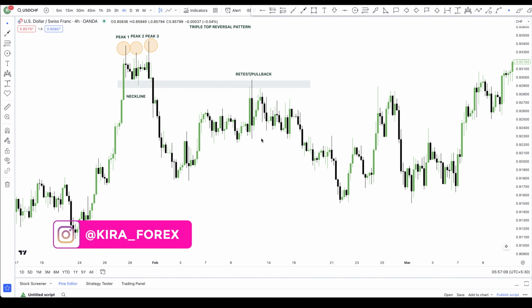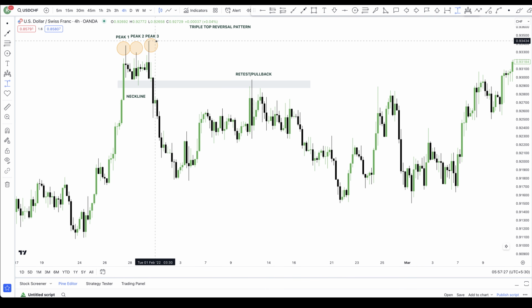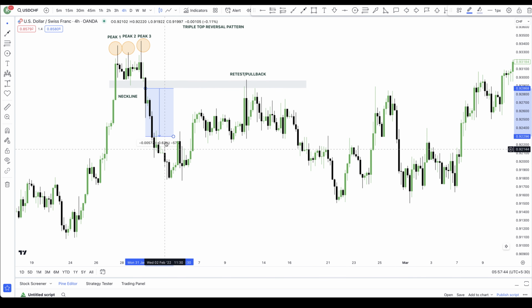Now, how do you take profit on this triple top reversal pattern? What you need to do is you pick your tool, you measure the number of pips from the peak. This is for conservative traders. You measure from this point to the neckline. So when you measure to the neckline, to be on the safer side, the number of pips from the peak to the neckline should be the same number of pips from your entry to your take profit.